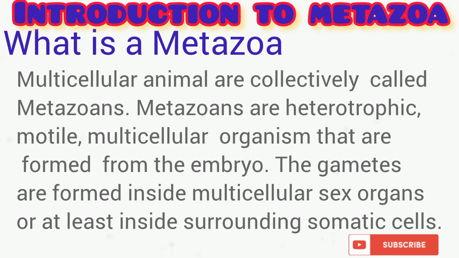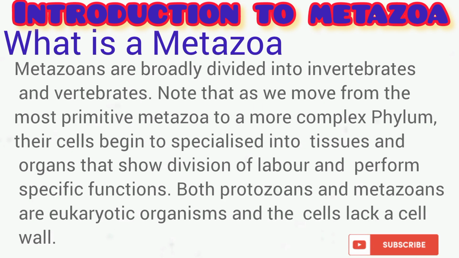The characteristics of metazoa include the fact that they are heterotrophic, usually motile. They are multicellular organisms that are formed from the embryo. Note that the term motile means that they can move. Metazoa are broadly divided into invertebrates and vertebrates.